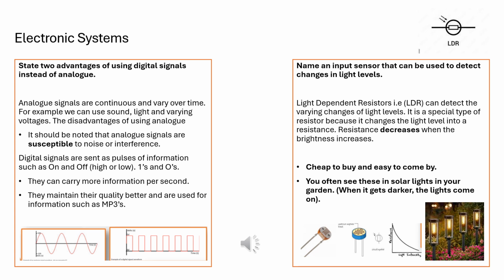They are cheap to buy and easy to come by, and you might often see these in solar lights in your garden. So when it gets lighter, the light goes off, but when it gets darker, the light will come on. This is all to do with the change in resistance. And you can see this plotted on the diagram here.